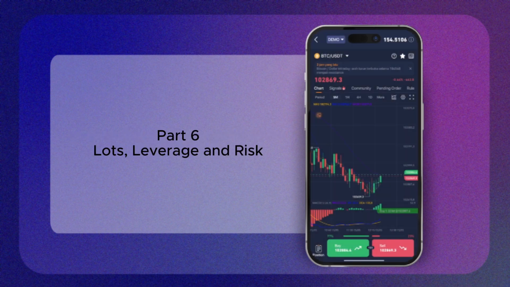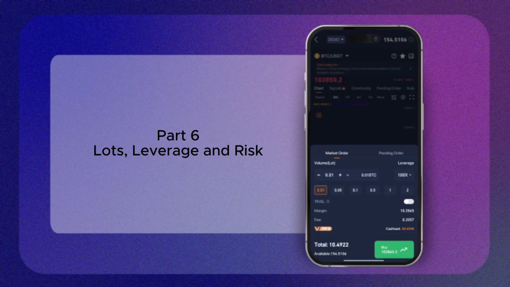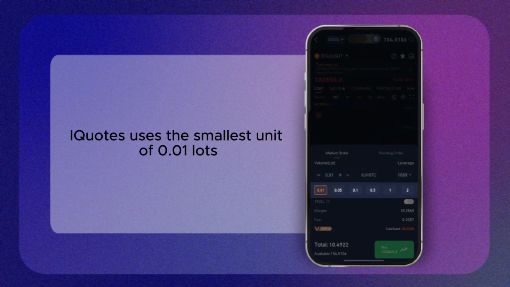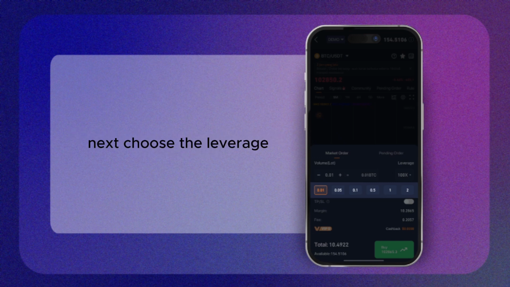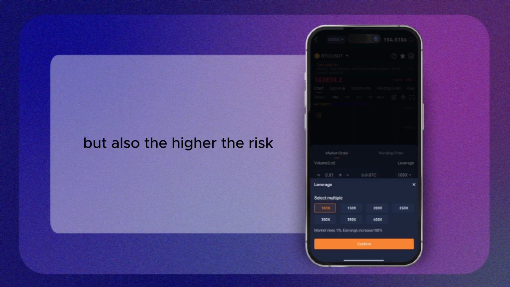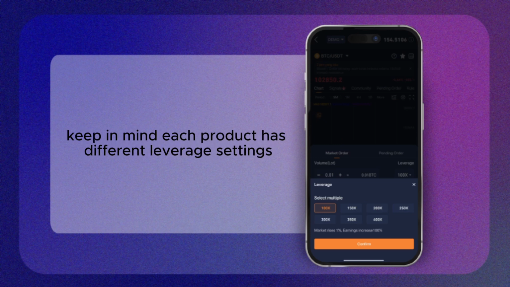Part 6. Lots, Leverage, and Risk. Determine the number of lots you want to trade. IQuotes uses the smallest unit of 0.01 lots. Next, choose the leverage. The higher the leverage, the greater the profit potential, but also the higher the risk. Keep in mind, each product has different leverage settings.